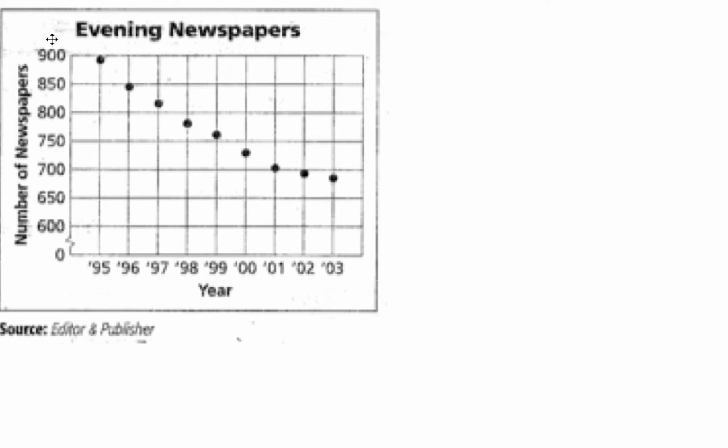Okay, evening newspapers. Across the x-axis, we've got the year number. Across the y-axis is the number of newspapers. And it does appear to be a negative correlation. So I would say, as time goes by, the number of newspapers tends to decrease.